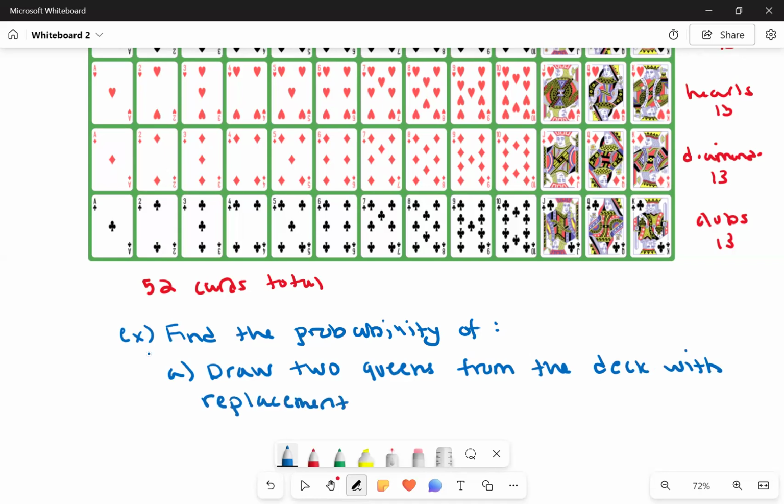Just write that down and then I'll explain. Okay, the word draw. Draw means you're pulling a card from the deck. Common language with that is the word draw. You draw a card from the deck of cards.